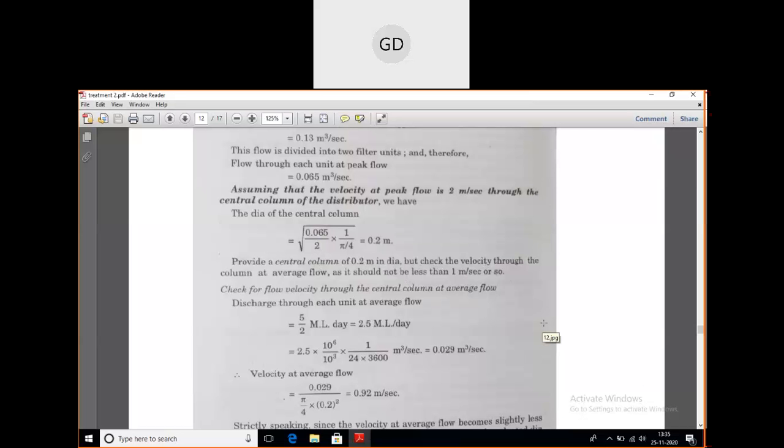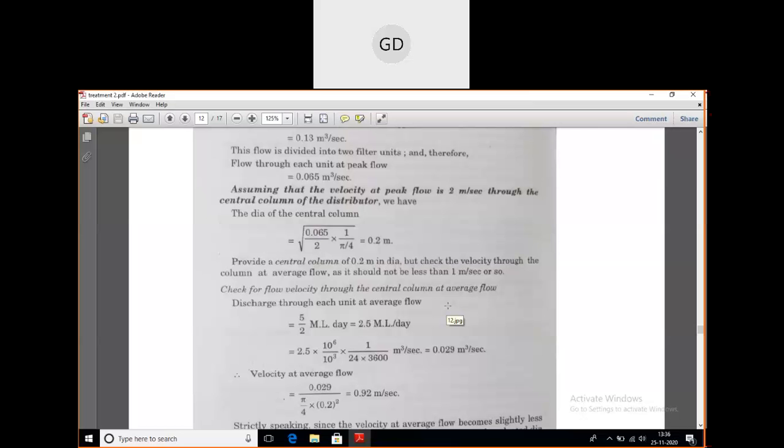So you get it to be about 0.2 meter. Now the central column diameter is 0.2 meter. But we have to check the velocity through the column at average flow. You have taken the peak flow, but we also have to check the diameter for the average flow, and the velocity should not be less than 1 meter per second.